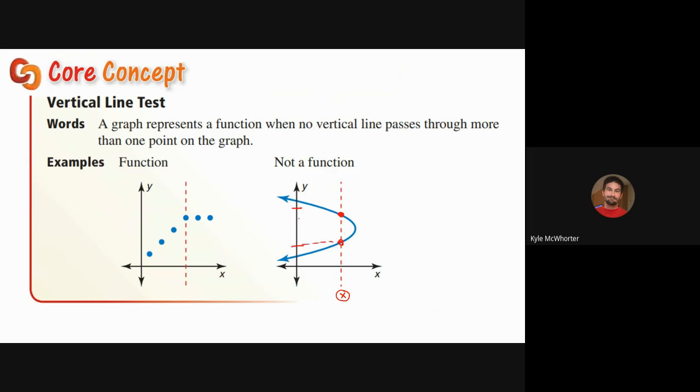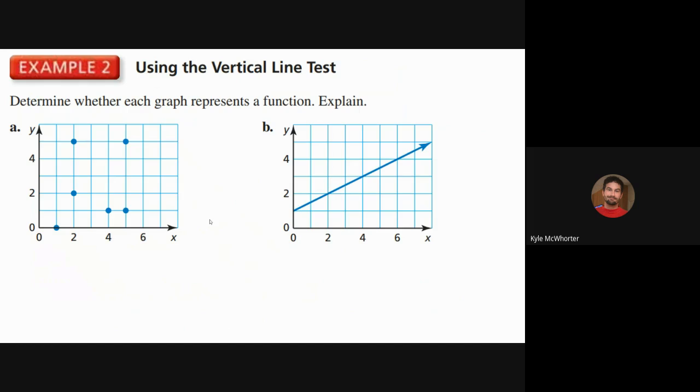Right? So this would be a case where you don't have a function because 1 input is mapped to 2 different outputs. So as long as no vertical line can ever touch 2 points on the graph, then it's a function. And if a vertical line can touch 2 points anywhere on the graph, it's not a function. So look at this. Determine whether each graph represents a function.